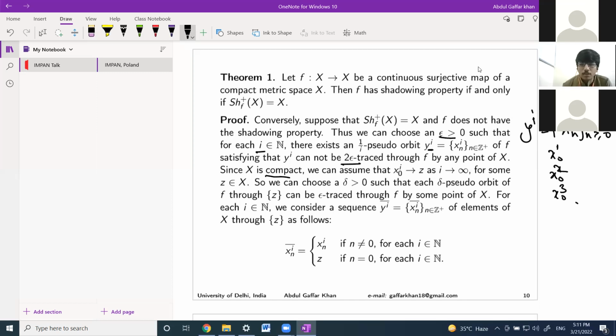Using compactness, we can assume that this sequence converges to some point z as i tends to infinity. Now z is a point of X, and the set of all shadowable points is the whole space X, so z must be a shadowable point. And so for this epsilon we have chosen, we can find a delta so that every delta pseudo orbit through the point z can be epsilon traced.